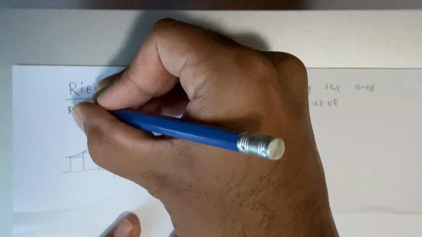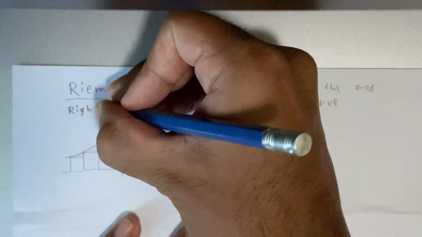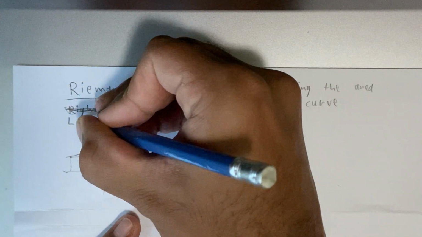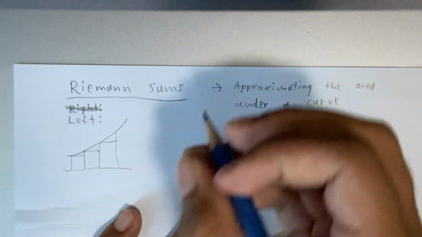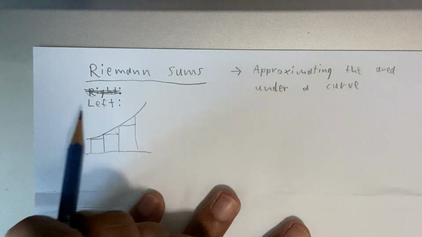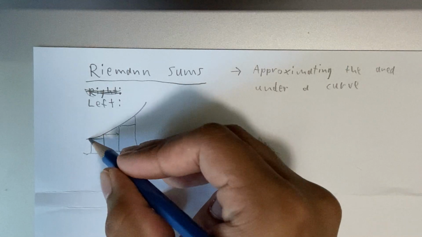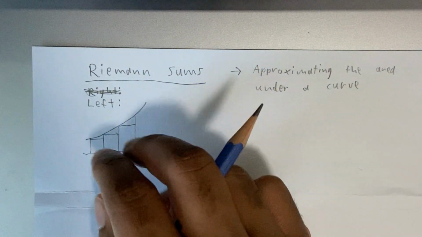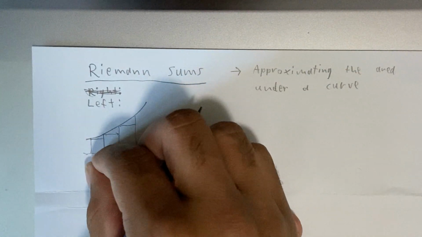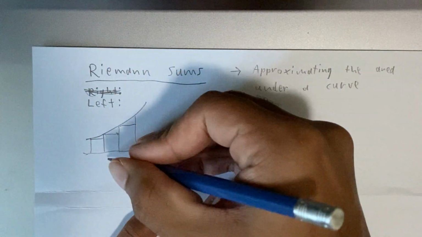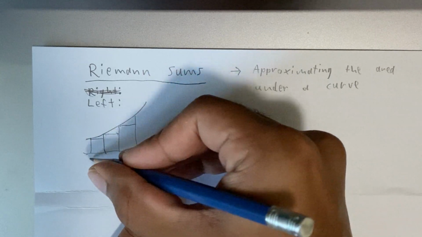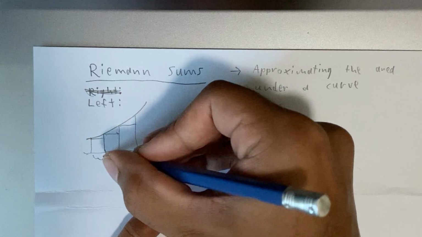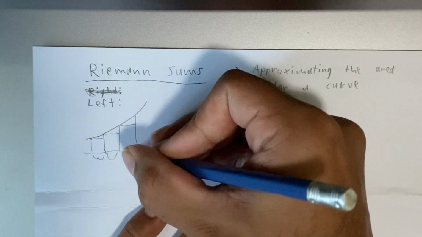First, you have the right Riemann sum. So this is the left Riemann sum, sorry. The left Riemann sum. So for the left Riemann sum, you take the point on the left for each subinterval, and remember each subinterval should have an equal length or width. So it's like each of these have to be the same width.